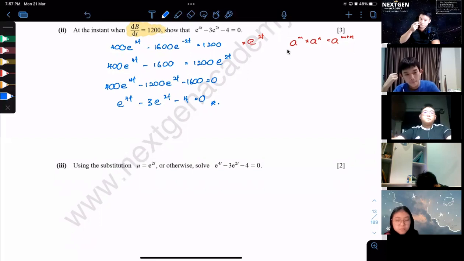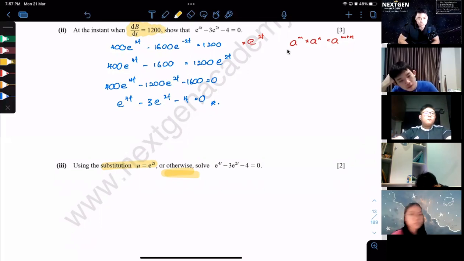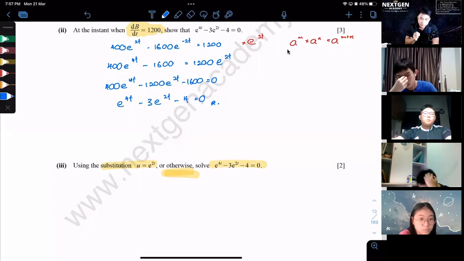Okay, so we need to use this because this is a clue. But they say "or otherwise". Okay, "or otherwise" means you actually can use whatever other method that you want to use. But I think most of you should just use this because it's a clue already. To solve this, think about how you can convert this to a quadratic equation, using e to the power of 2t.